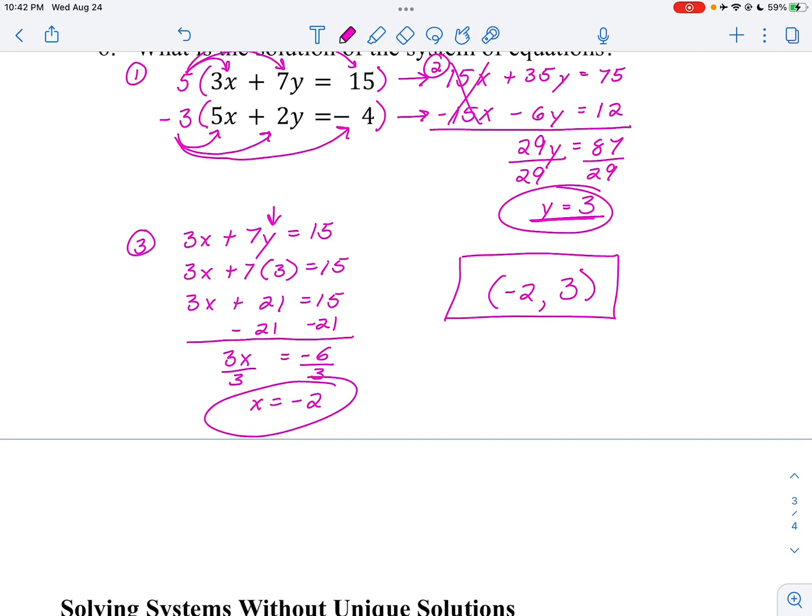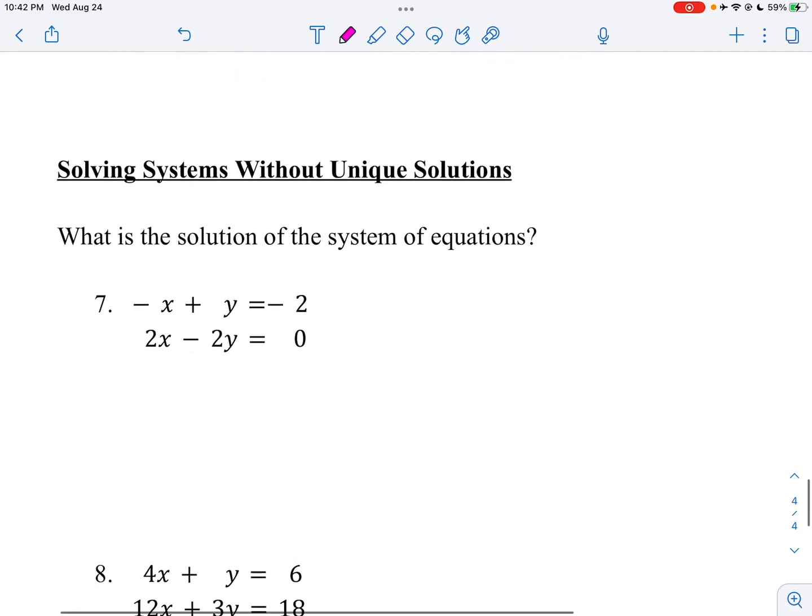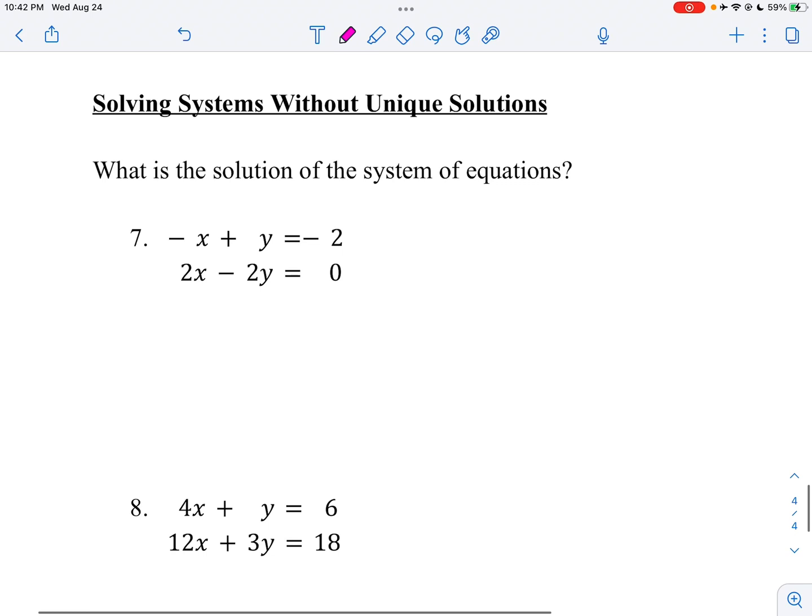Alrighty, now we've got 2 special cases that we're going to talk about, and then that is it for the day. This says solving systems without unique solutions. So we're still finding the solution to the system of equations, but these are not going to come out to just be a single coordinate point. So let's start solving and see what we mean.